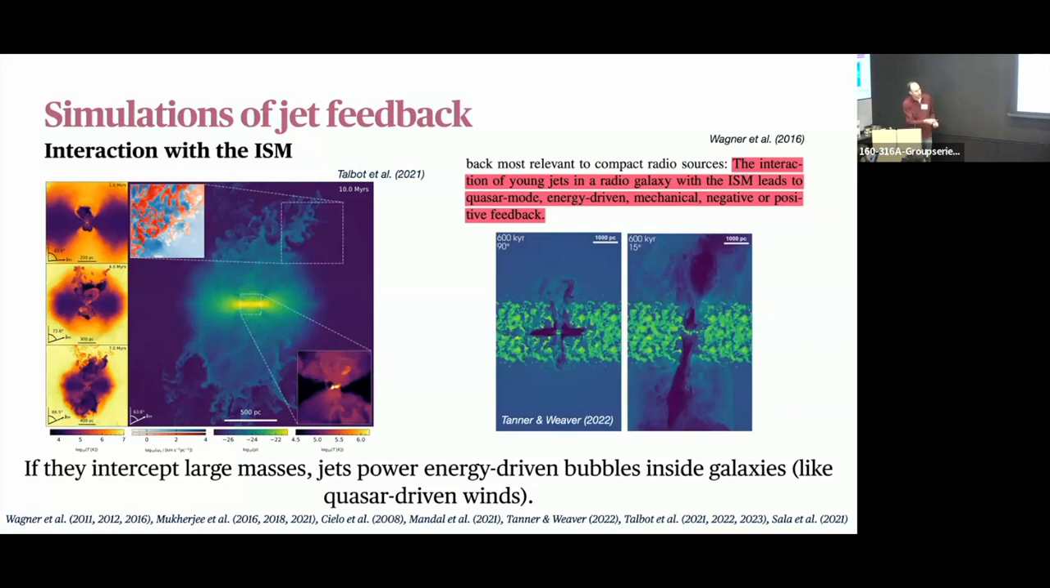And several authors have noticed that this behavior is actually quite similar to quasar feedback, what nominally would be quasar feedback. What happens essentially is you get an energy-driven bubble again. You shock heat this jet fluid, you trap the hot bubble, this expands adiabatically, and then eventually takes the path of least resistance. And this is why sometimes you get sentences like this, which are correct but can come across as complicated: the interaction of young jets in the radio galaxy leads to quasar mode, energy-driven, mechanical, negative or positive feedback. Okay, it's completely correct.